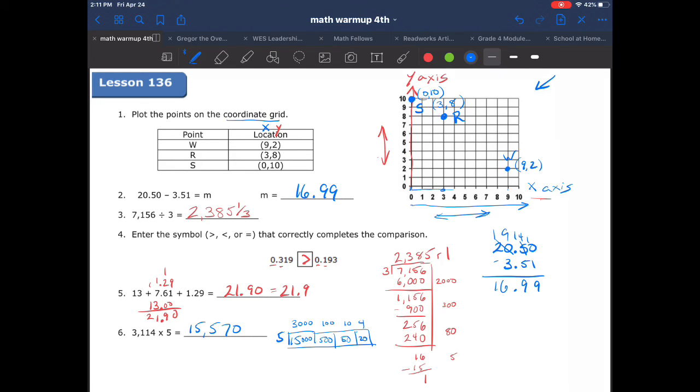15,570. Well, there you go. There's lesson 136.